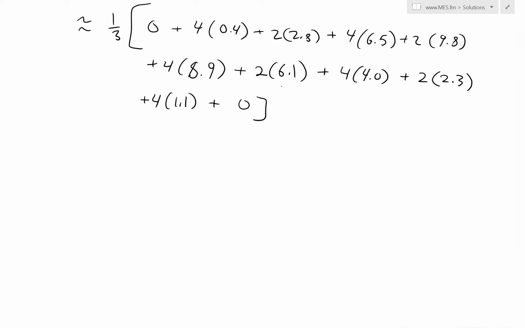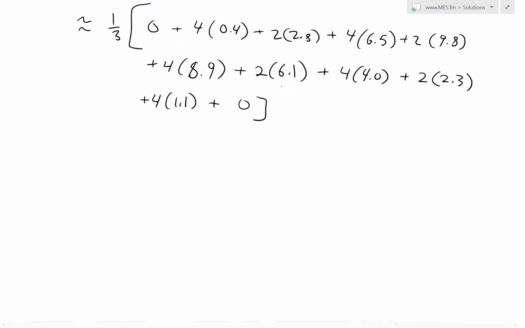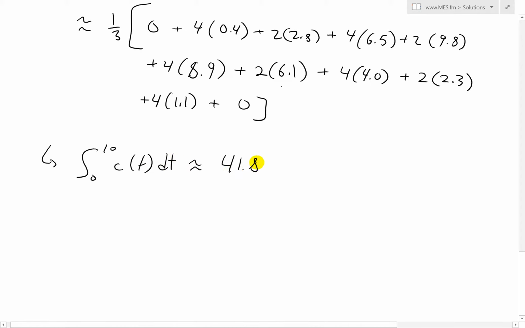Now when we plug this into the calculator, as I've done here, so 1/3, then plus 4 times 0.4, plus 2 times 2.8, etc. Go all the way over here, we should get an answer of 41.8, and I'll round up to 41.87. So the integral from 0 to 10 of c(t), the area underneath the concentration curve, is roughly equal to 41.87, in units of milligrams per liter times the time unit, which is seconds.